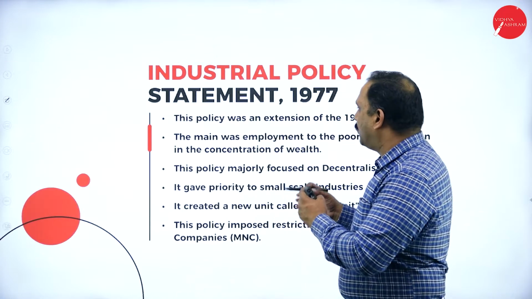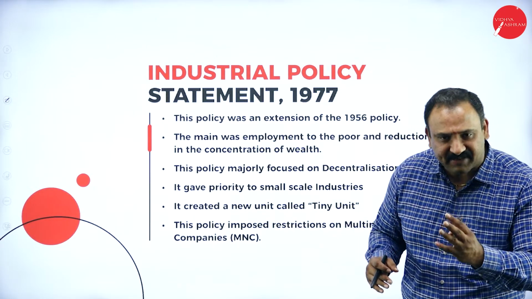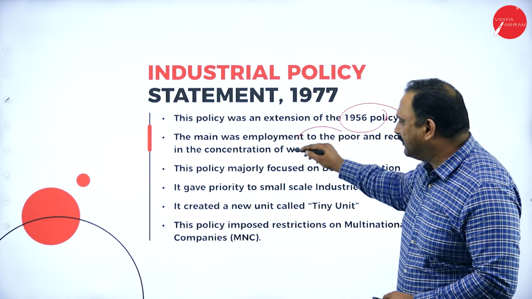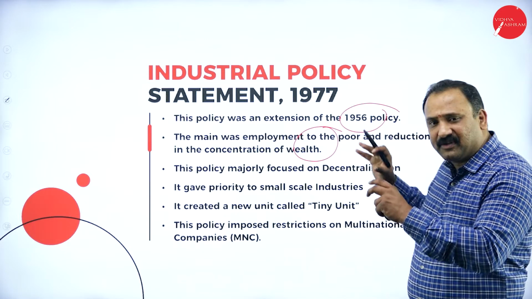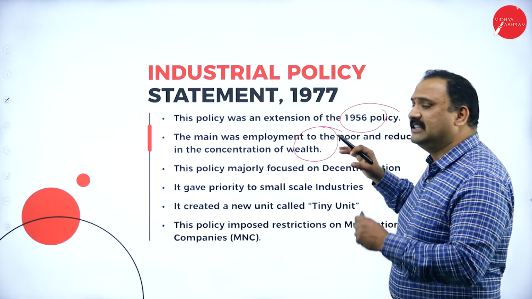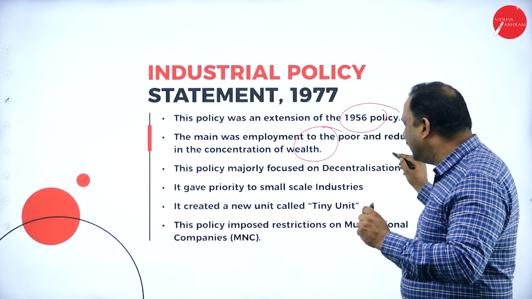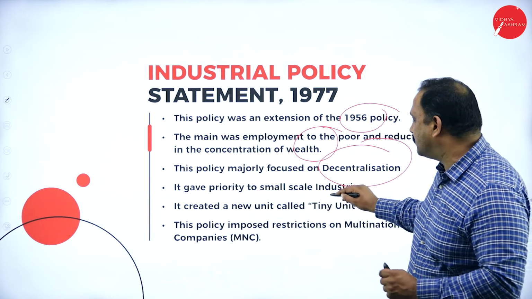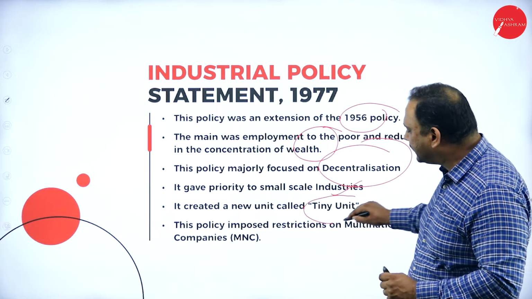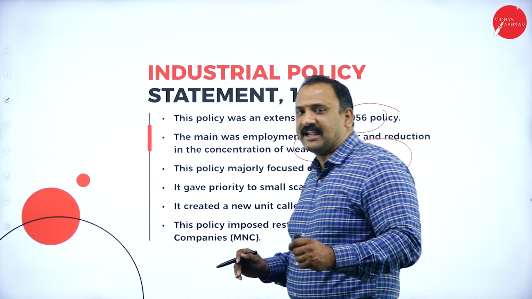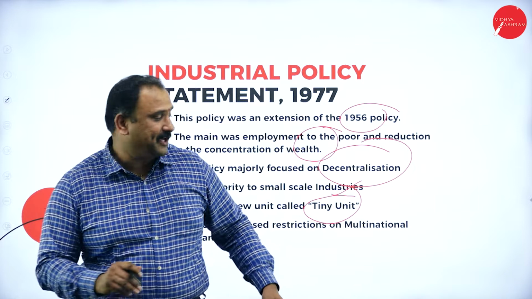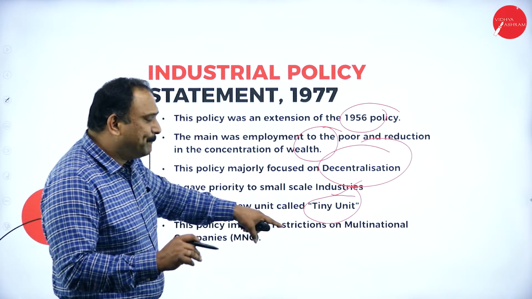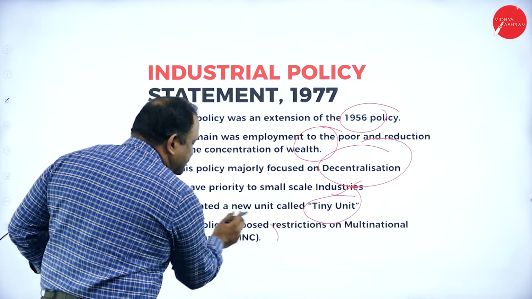Now, moving further, what we did in the 1977 industrial policy is an extension of this. The main focus was employment for the poor, and then we started reduction in concentration of wealth. This policy was majorly focused on the decentralization part. It gave priority to the small scale industry, and we also created a new unit called a tiny unit, which is later going to be known as the micro factor altogether. And this policy also imposed restrictions on multinational companies.